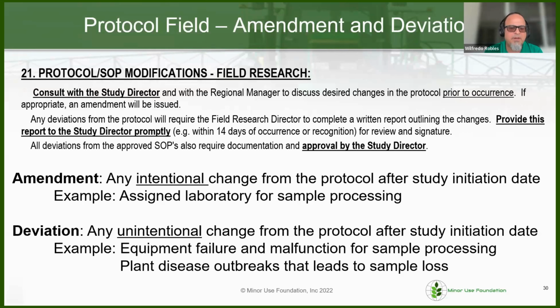And deviation is more pertaining to field people. Any person can use this in case of any unintentional change from the protocol. For instance, equipment failure. Things happen in the field. The equipment malfunctions during sample processing and you need to fix that. This is out of your hands. So you explain what happened and send it to the study director, and the study director will make the decision on how to proceed afterwards. Also a plant disease outbreak. This is just an example. Go next, please.